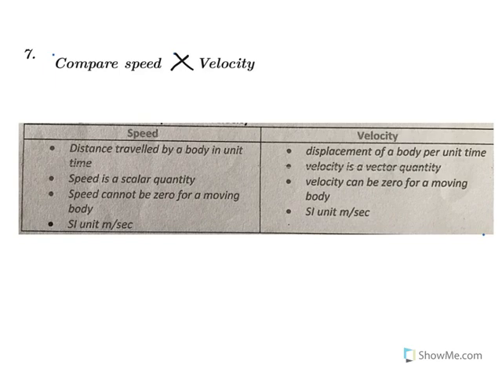Difference between speed and velocity. Speed is distance traveled by a body in unit time. Velocity is displacement of a body per unit time. Next difference: speed is a scalar quantity, it has only magnitude. Velocity is a vector quantity, it has magnitude as well as direction. Speed cannot be 0, since the distance of a moving body cannot be 0, so speed will not be equal to 0 for a moving body. However, displacement can be 0.